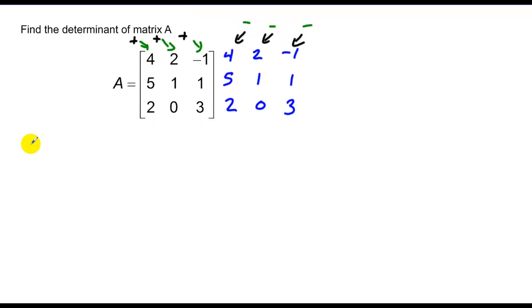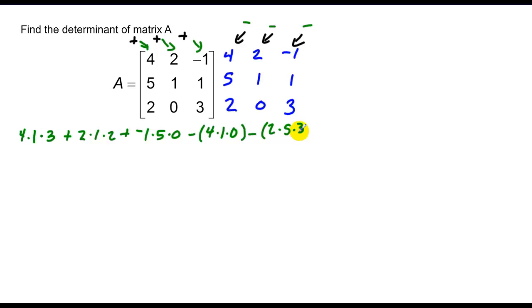And now I'm going to take the products. So here I have 4 times 1 times 3 in this first diagonal. In my second diagonal, notice the plus sign. I have 2 times 1 times 2. In my third diagonal, I have negative 1 times 5 times 0. Next, I'm going to subtract this backwards diagonal here. So that's 4 times 1 times 0. Subtract this diagonal, which is 2 times 5 times 3. And then subtract this diagonal, which is negative 1 times 1 times 2.